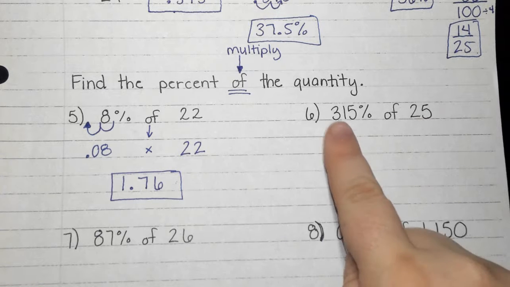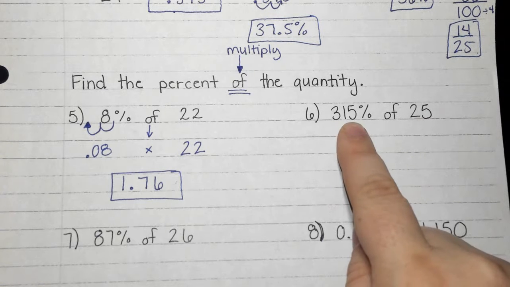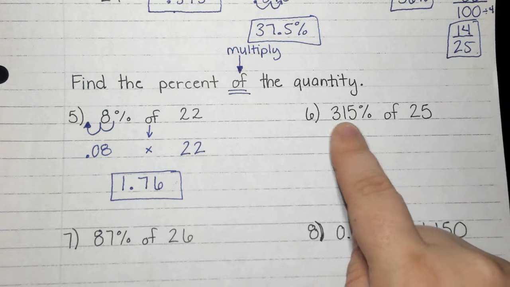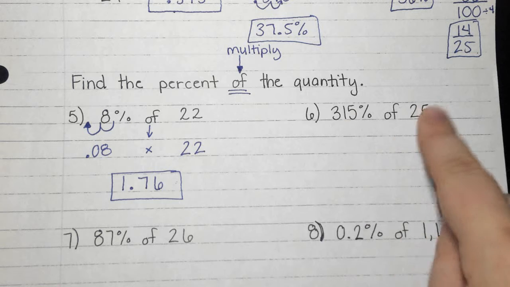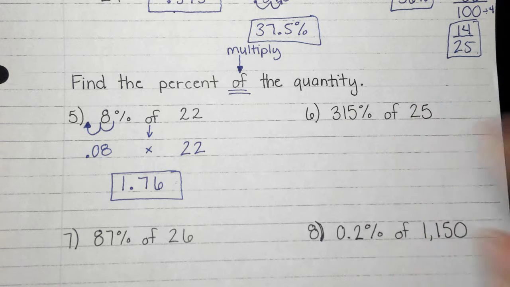Because again, that's 315%. A whole would be 100. Well, that's more than 100, isn't it? So that's more than the whole. So that's more than 25. Would I expect it to be a little bit more than 25, or a lot more than 25? A lot. Like 315%, that's a lot more than 100. So that's going to be a lot more than 25. So let's work it out and see if that's what happens.